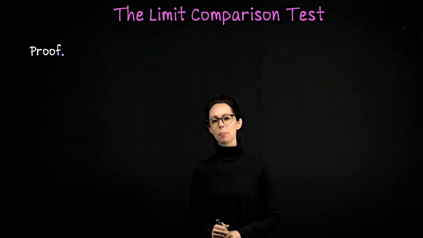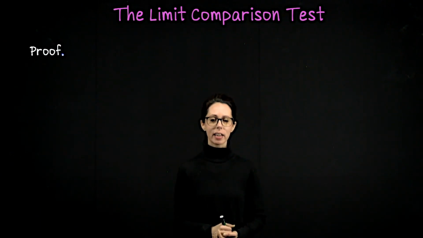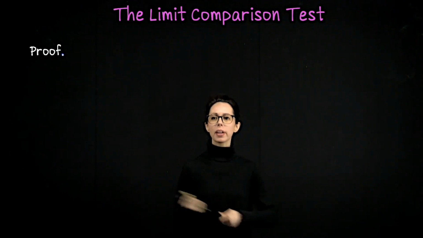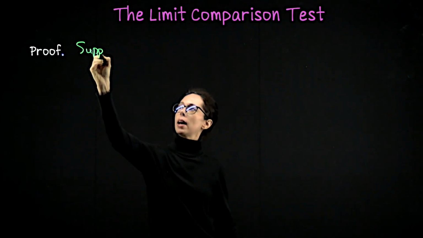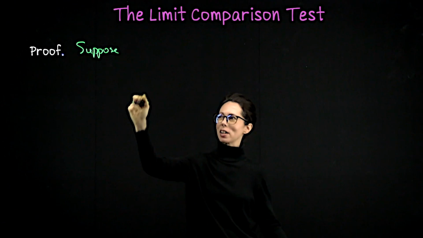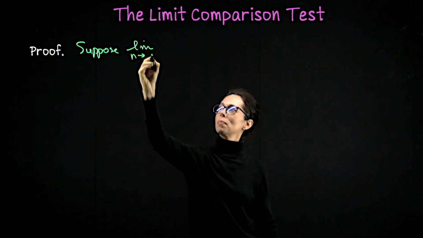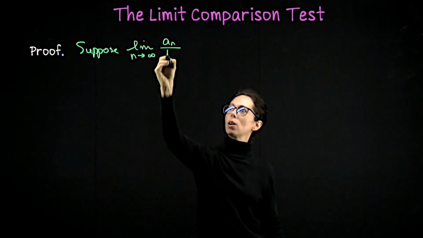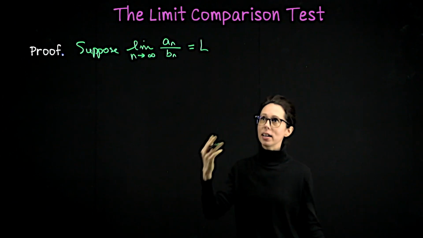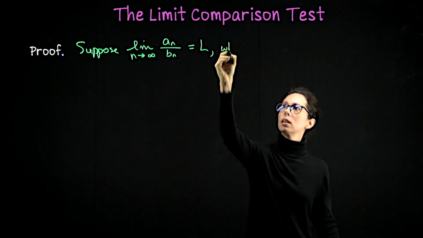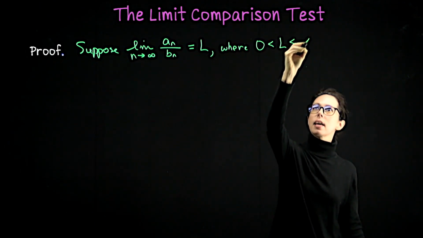The proof of the limit comparison test is really neat, in my opinion. It relies on our understanding of the ordinary comparison test. So here's how it goes. Suppose that we're applying the limit comparison test. So the limit as n goes to infinity of the ratio of terms a_n over b_n exists and equals L, where L is a finite positive number. So where 0 is less than L is less than infinity.